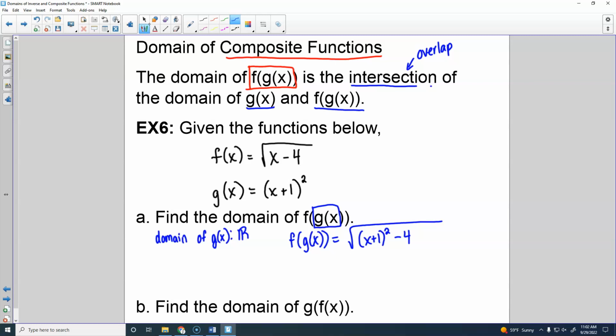So let's think about the issues though, because when we think about domains, problems with domains, let's list them out.